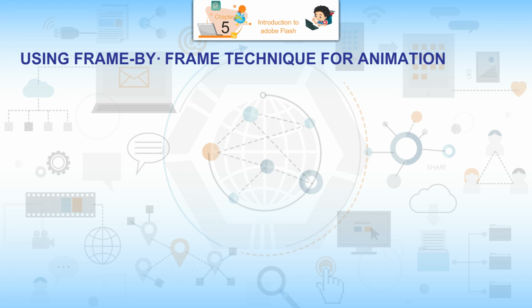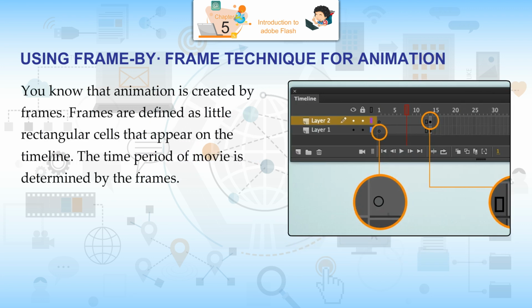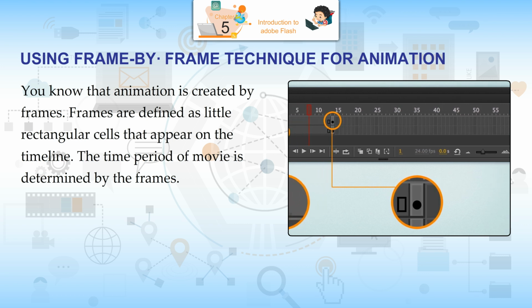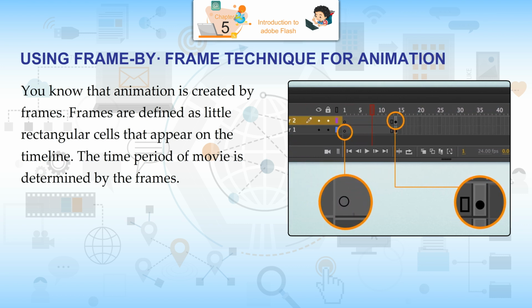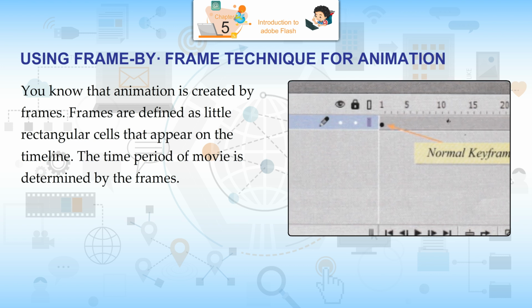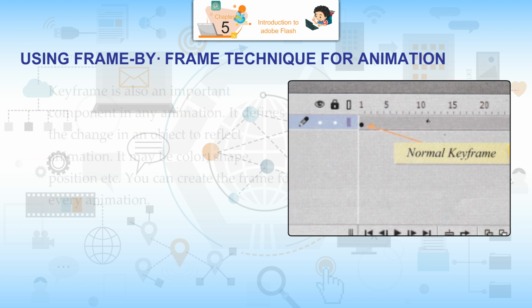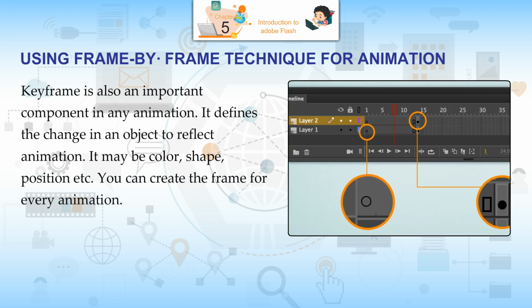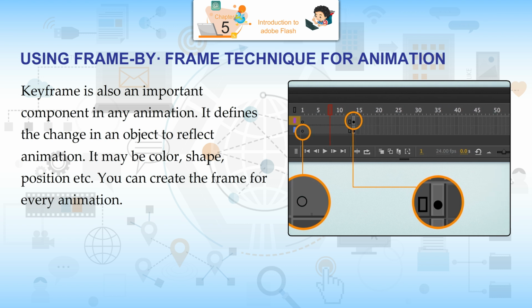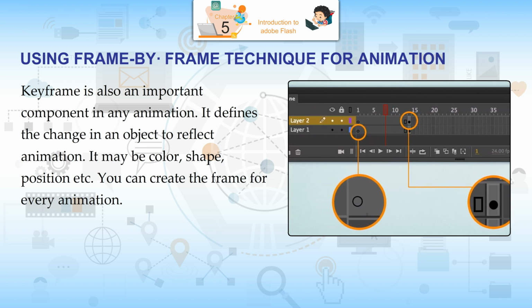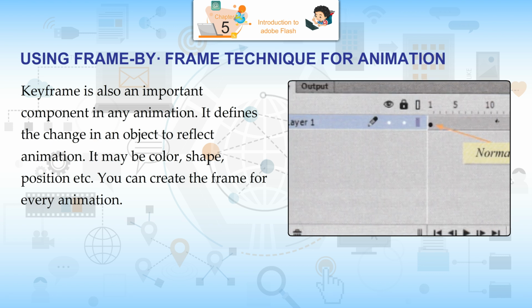Using frame-by-frame technique for animation. You know that animation is created by frames. Frames are defined as little rectangular cells that appear on the timeline. The time period of the movie is determined by the frames. Keyframe is also an important component in any animation. It defines the change in an object to reflect the animation. It may be color, shape, position, etc.